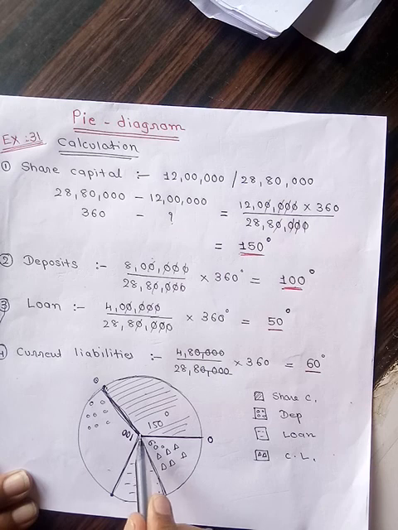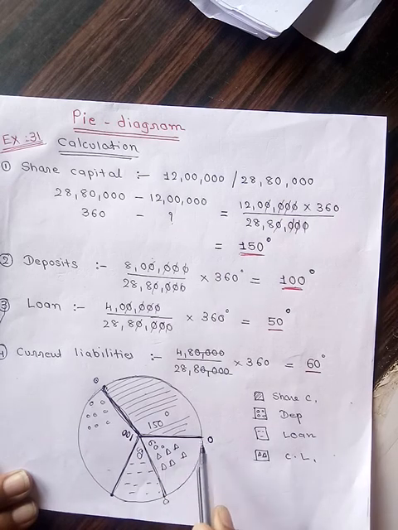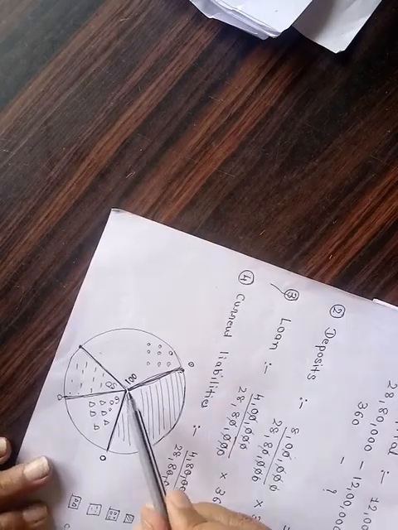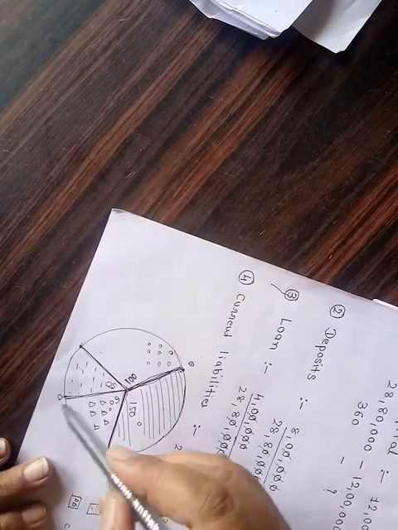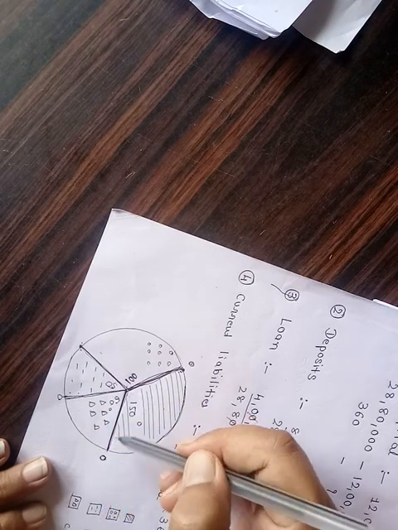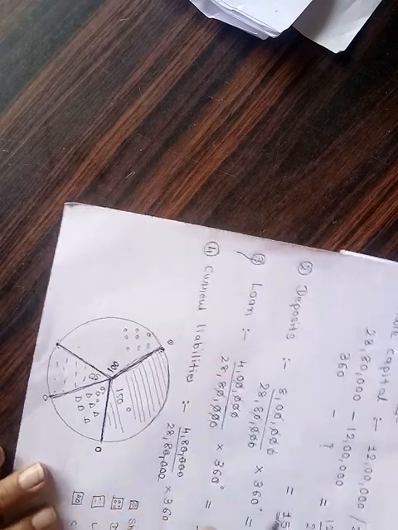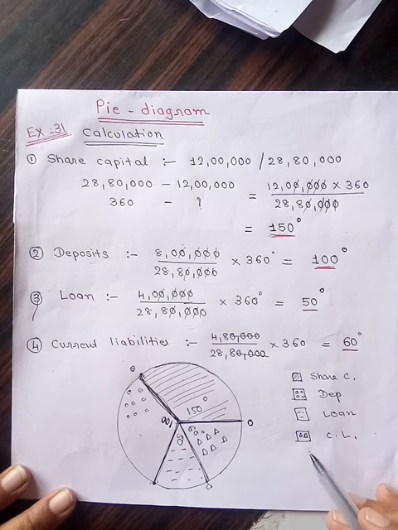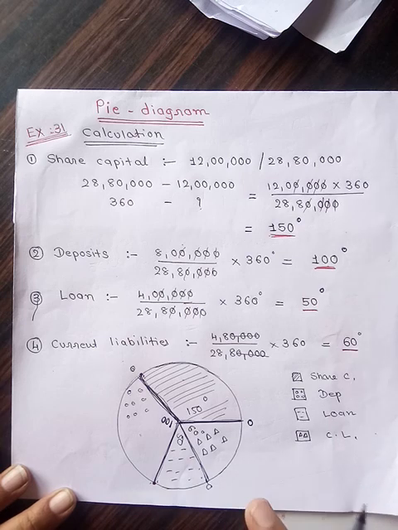Still, once again see, keep your 0 here. Draw 150 degrees, again turn it, keep your 0 here, then draw 100 degrees, again keep 0 here, draw 50 degrees, again keep 0, automatically the last one will be 60. So like this you can draw a pie diagram. I hope it is clear. So with calculation, with figure, with proper instruments, please use them and draw it in your notebook.